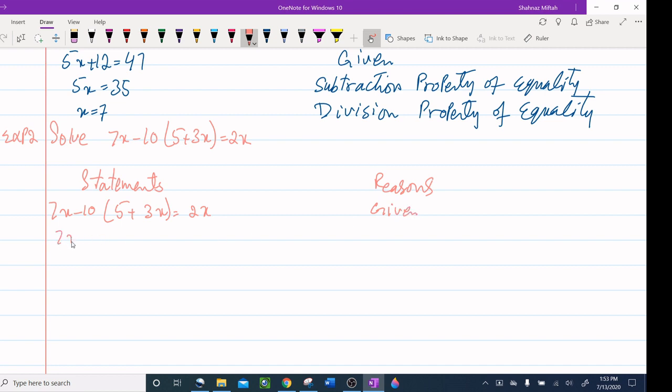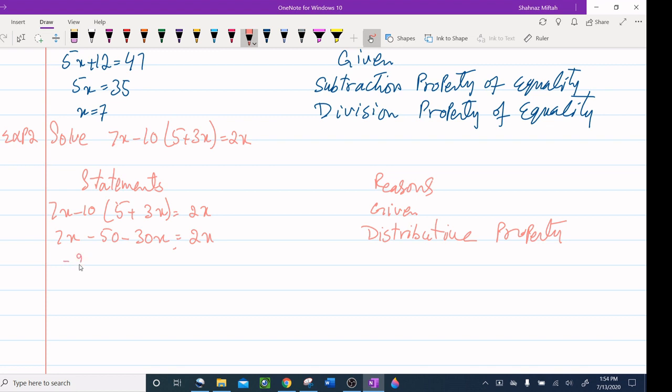Now next one is 7x minus 50 minus 30x equal 2x. Now what happened here, that parentheses are gone and I got 50 and 30x. What they did, they distributed this 10 and 5 and 10 and 3, right? So negative 10 times positive 5 is negative 50, negative 10 times positive 3x is negative 30x. So what happened here? It's distributive property. We use distributive property.